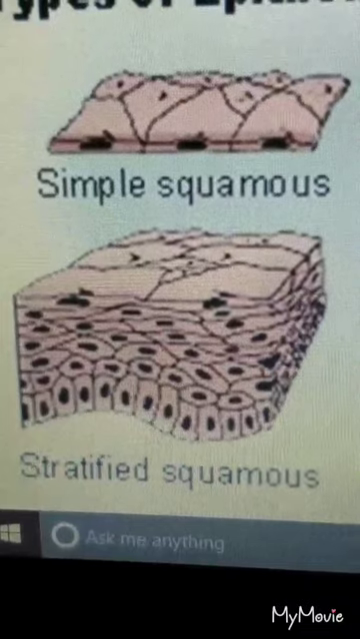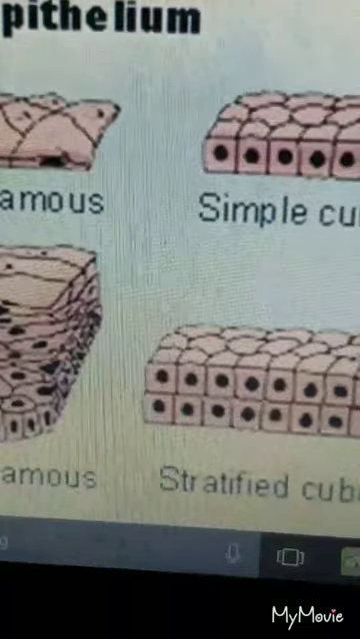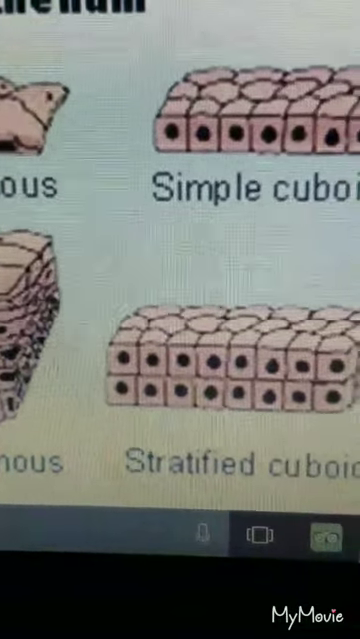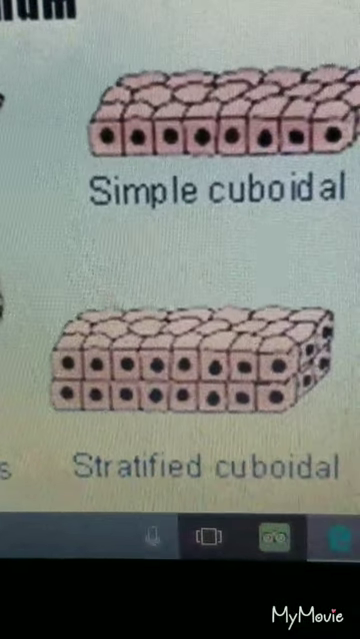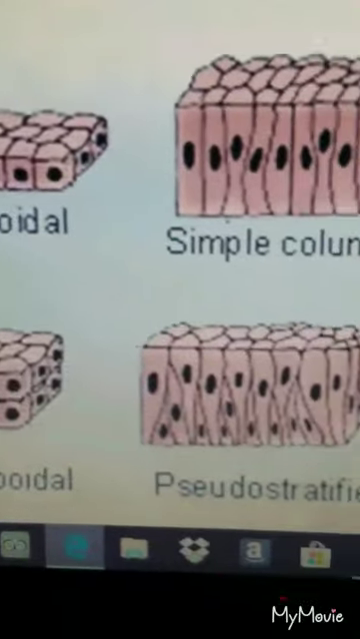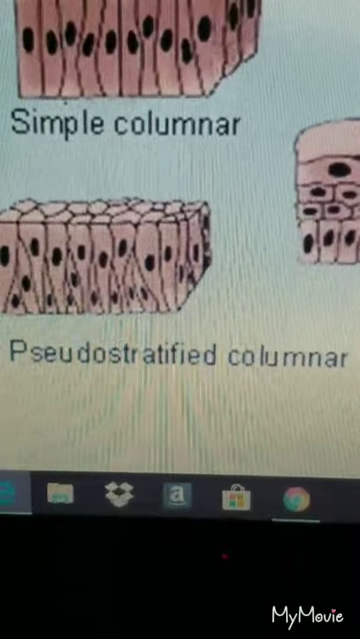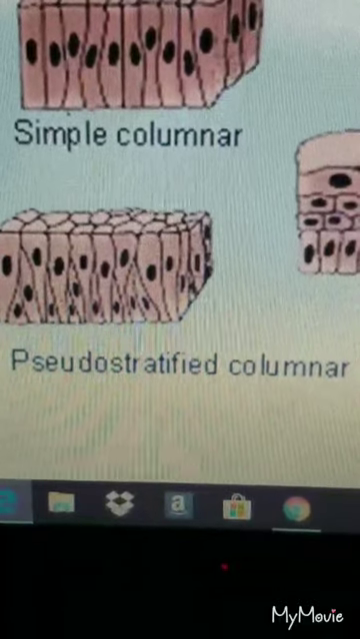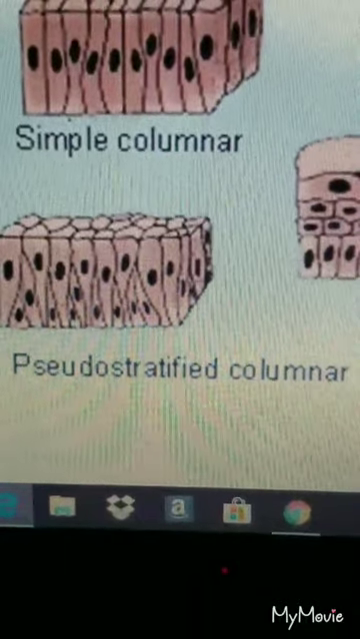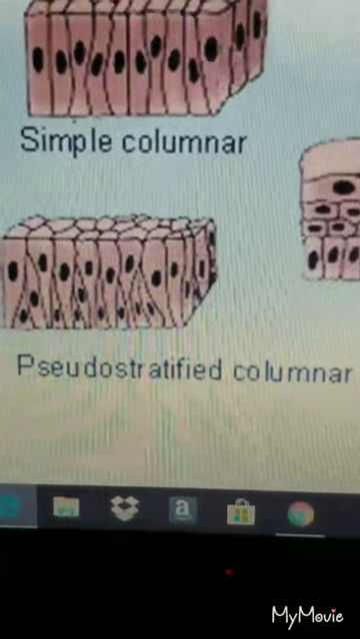Stratified squamous has squamous-shaped cells arranged in multiple layers. Stratified cuboidal epithelium has cuboidal-shaped cells in layers. And pseudostratified columnar epithelium is a single layer of columnar-shaped cells arranged in such a way as to give the false impression of multiple layers. Keyword: pseudo.